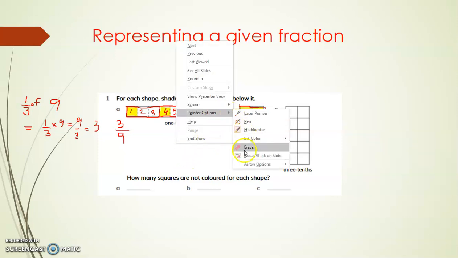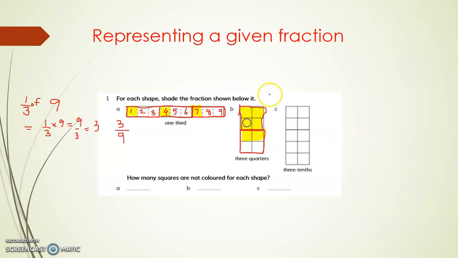Here, coming to this again, 3/4 means 3 by 4. 3 by 4 of എത്രയാണ്? 8. 3 by 4 of 8. This is 3 into 8 divided by 4. 3 into 8 എത്രയാണ്? 24 ആണ്. 24 divided by 4 എത്രയാണ്? 6 ആണ്. See, here we have shaded 6 parts out of it.